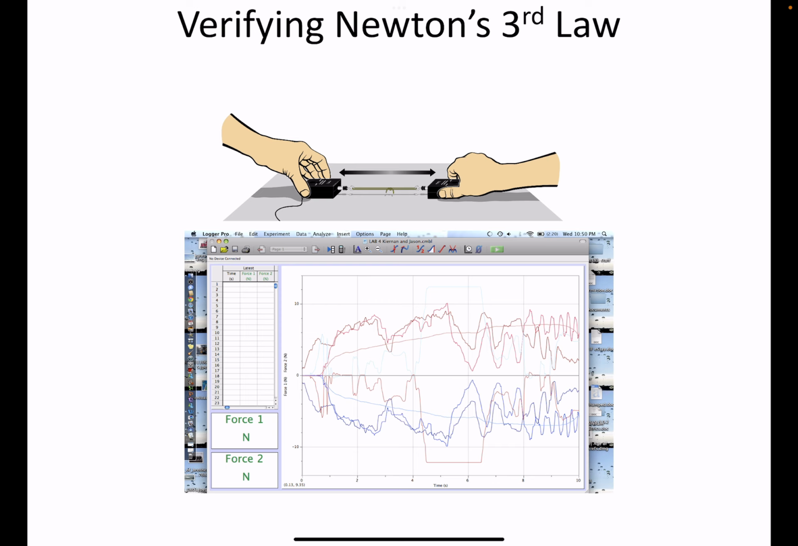Newton's third law can be verified in our physics lab using two force sensors. As you can see from the experiment outcome, the forces on those two force sensors are always equal in magnitude and opposite in direction.